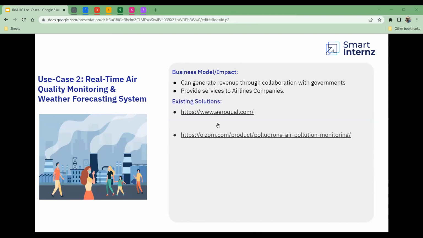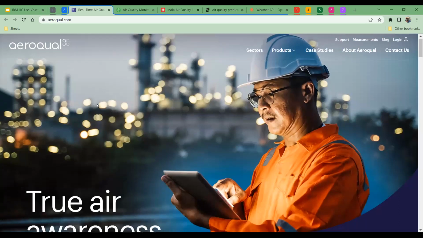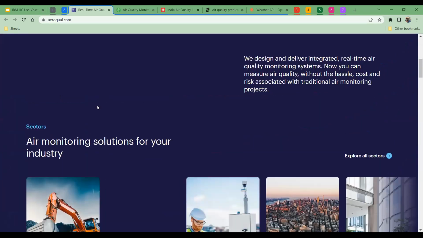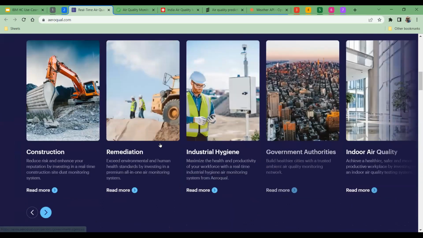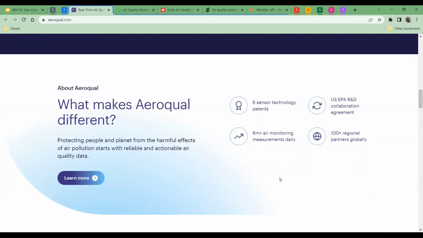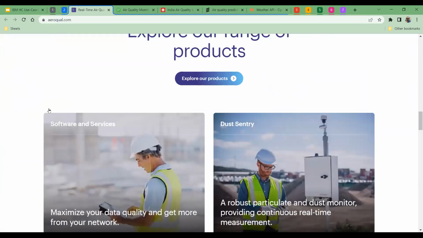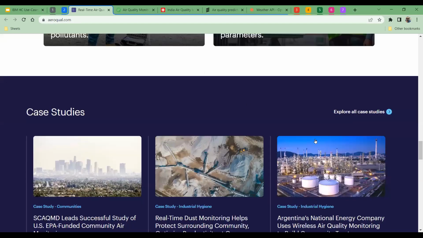Okay, so the first one is Aeroqual. This is a website where they have already implemented this. They have some systems, and they have mostly focused on construction areas and industrial areas. They have also collaborated with government authorities in cities, and they have indoor air quality. So they are offering multiple services to everybody, using their sensing technology and predicting technology, with different types of products too, like dust sensitivity software services. This is one good application that already exists.